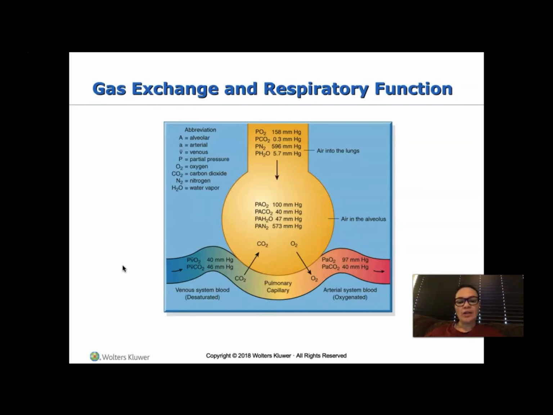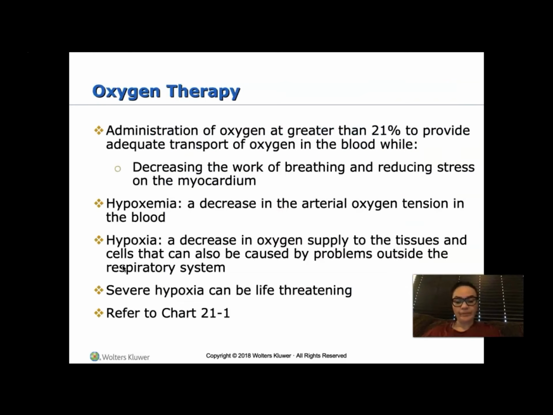I put this in here, straight out of your book, because A, it has all those wonderful numbers we should know by heart. Really quick, it gives that quick gas exchange of how it works. We are going to be talking about mechanical ventilators. That is that fine line of balance of excreting that toxic CO2, making sure we have enough oxygen to make sure we have tissue perfusion and we have enough in our arterial blood.